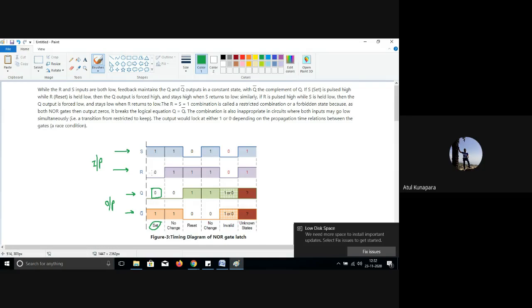So here R equal to 0 and S equal to 1. That means it is going to reset your output. So you can see that Q equal to 0 and Q bar equal to 1. So that is going to reset the output. Are you getting my point?